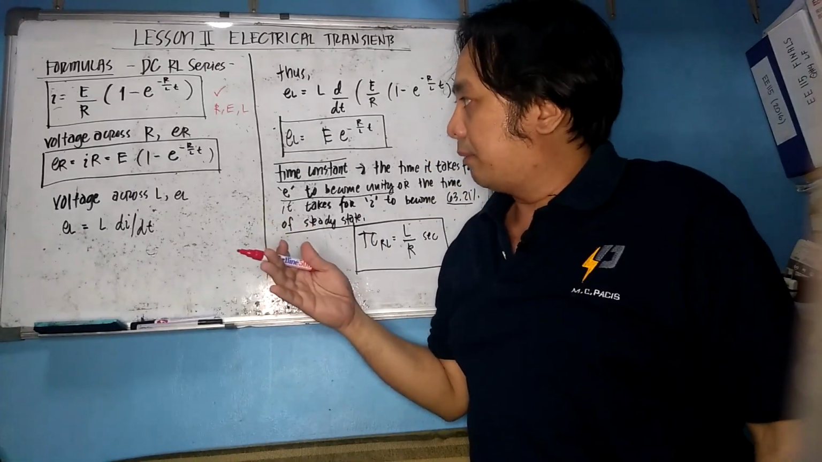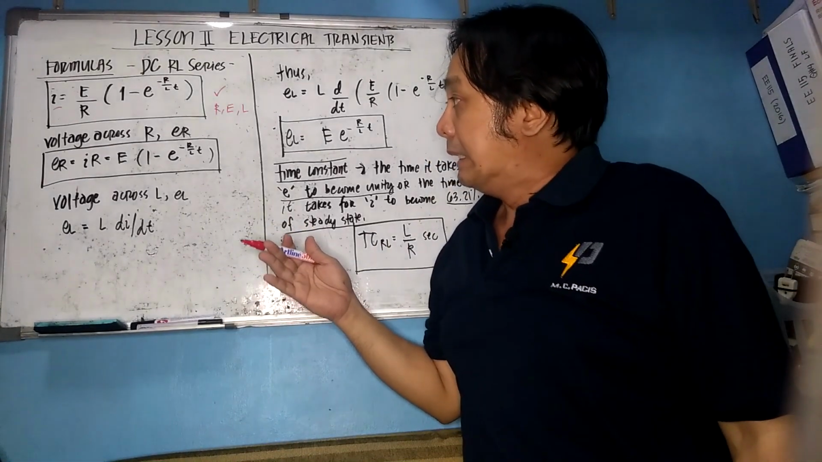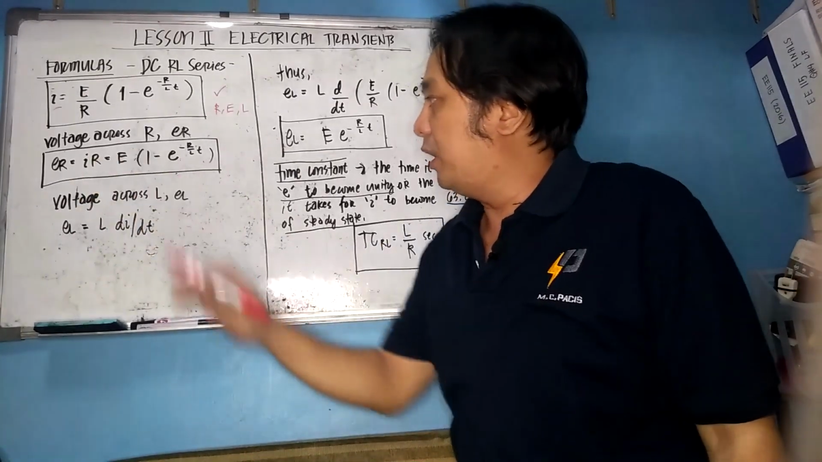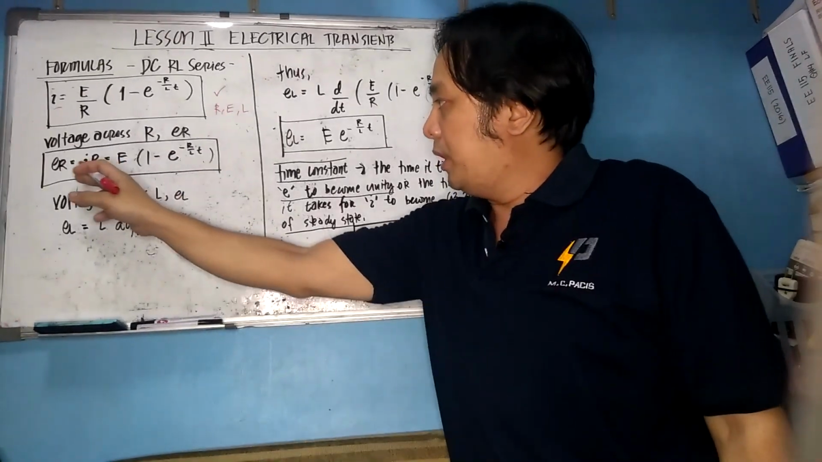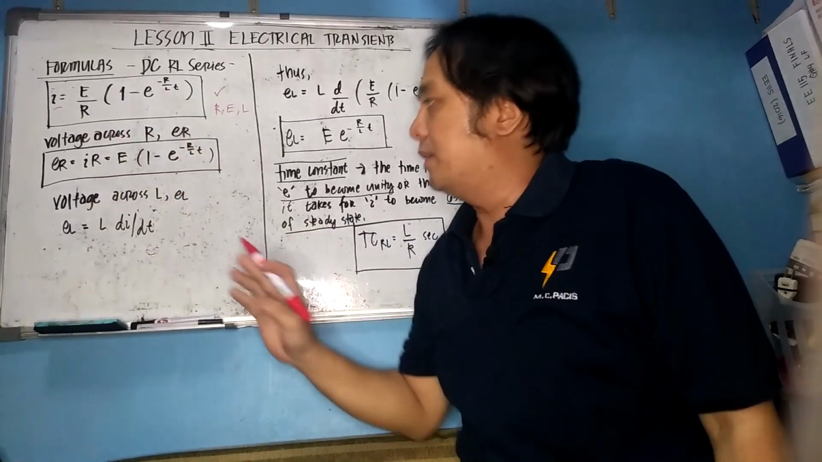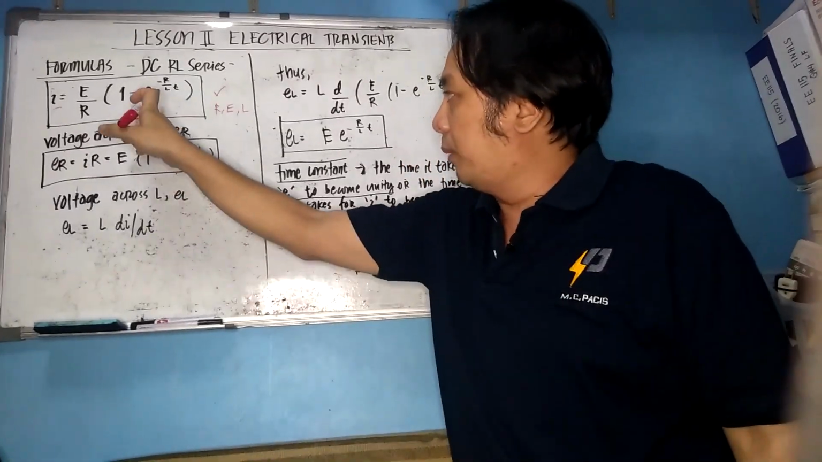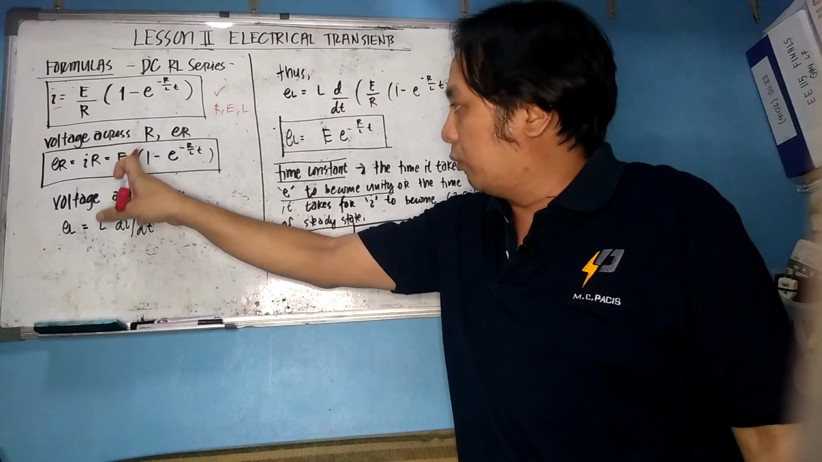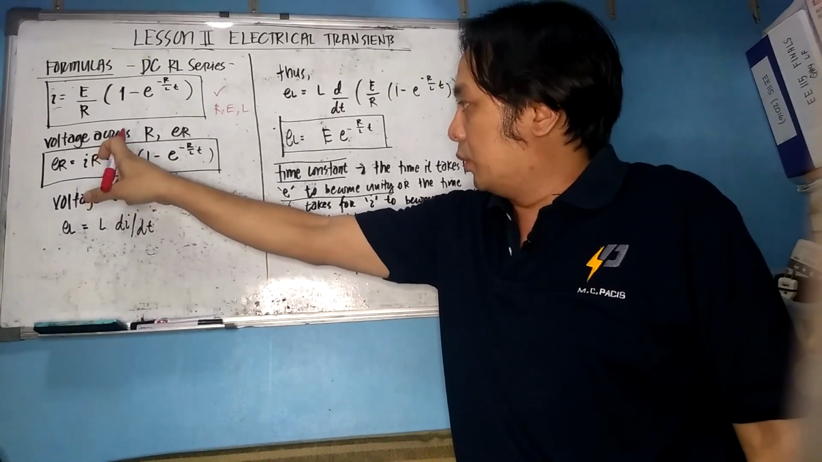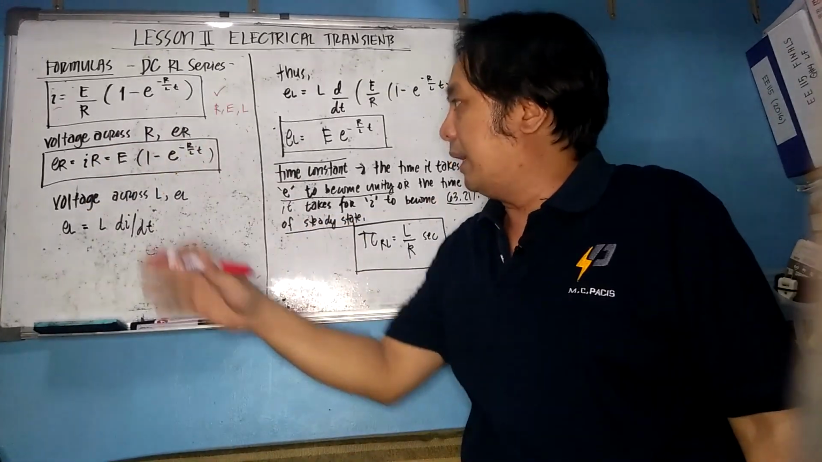Now if you want to get the voltage at the resistor, just apply Ohm's law. So ER is equal to I times R, and then R will cancel out. And hence, this formula is almost the same, but without the R. You divide it by R. So the R will cancel out.